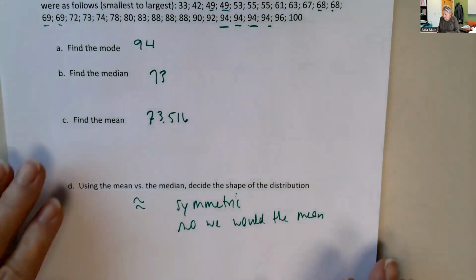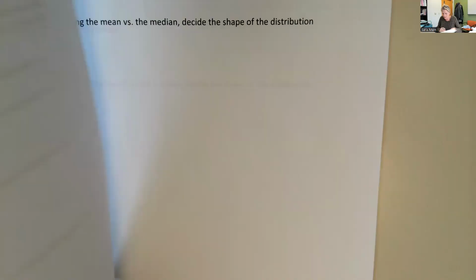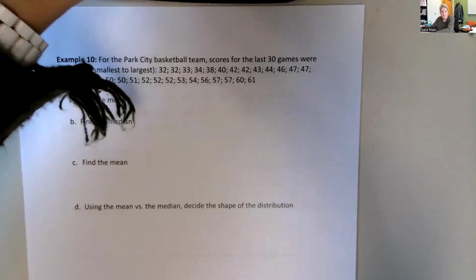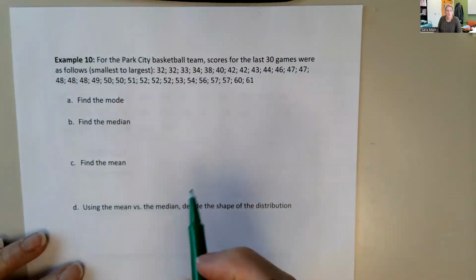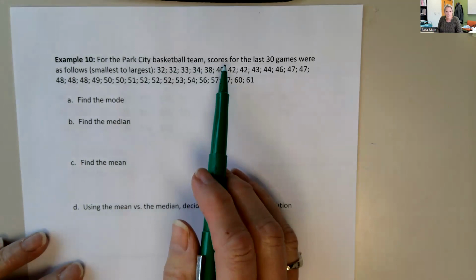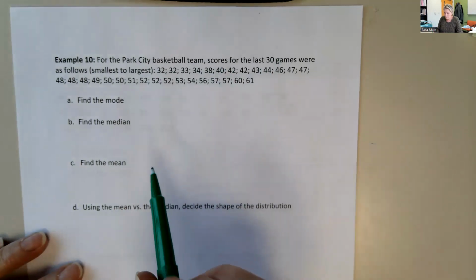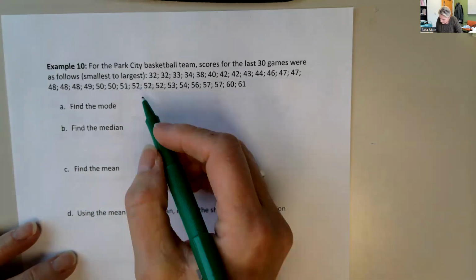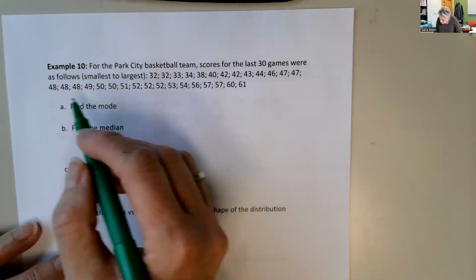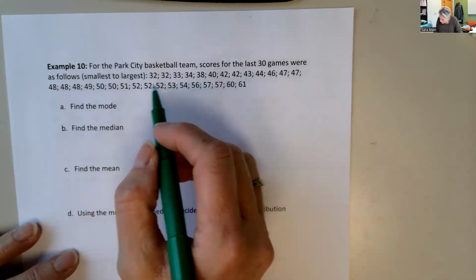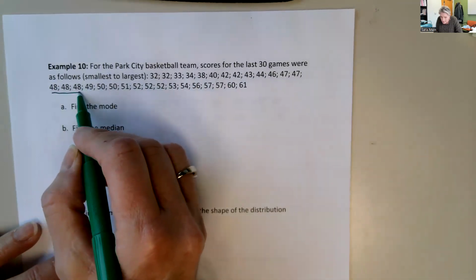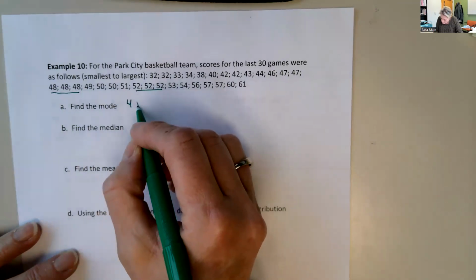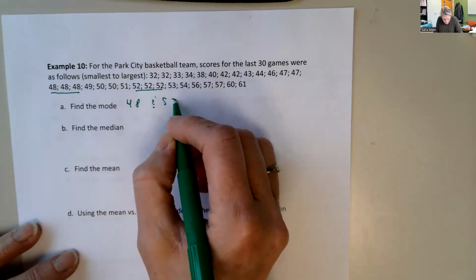Okay. Then let's look at a new example. This example is the total score made by the Park City basketball team in the last 30 games. Again, we're going to look at this data on Desmos. Finding the mode, it looks like 47 is double, but it looks like 48 has 3 occurrences and 52 has 3 occurrences. So this is bimodal with 48 and 52.